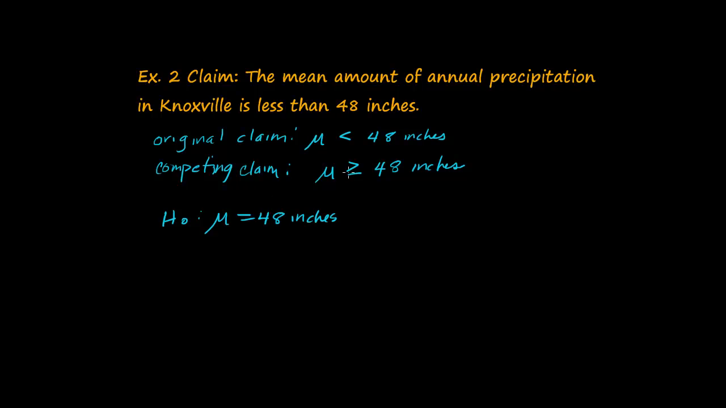So we see that the competing claim now is the one that has the condition of equality, so our alternate hypothesis must be the same as the original claim. The mean is less than 48 inches. So the condition of equality goes with the null hypothesis. Whatever the other one is, that's our alternate hypothesis. Okay, one more example.